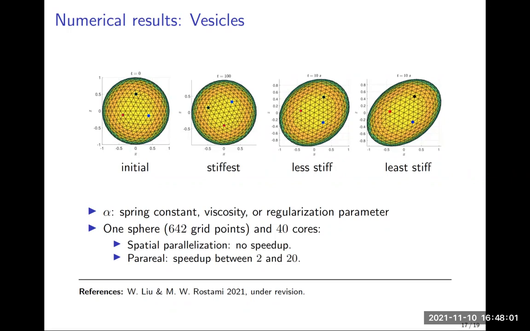because using different values of alpha may allow us to use larger time steps. Then you combine the different solvers using Lagrangian extrapolation, and effectively you're using the original alpha value. So there's no violation of your physical constraints. We consider one sphere, and it's discretized using about 650 grid points. And again, we use 40 cores.